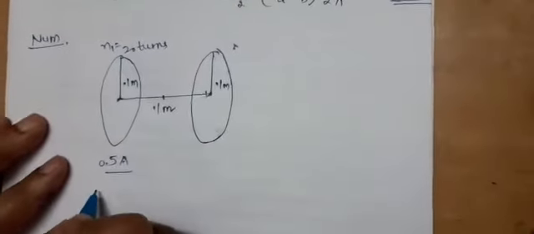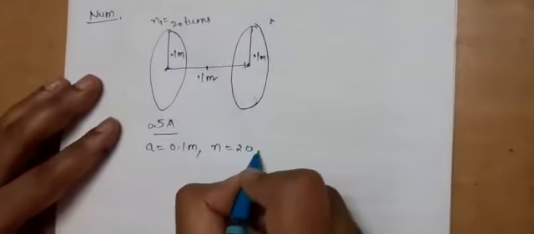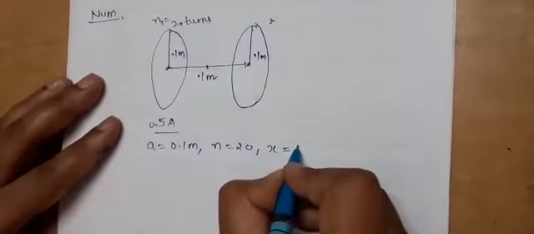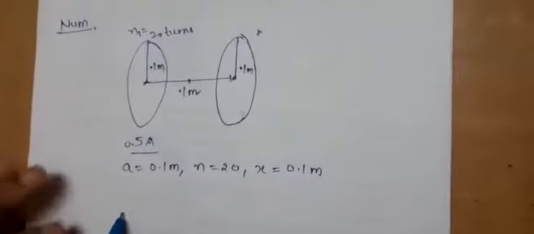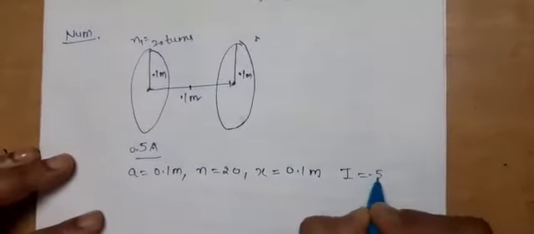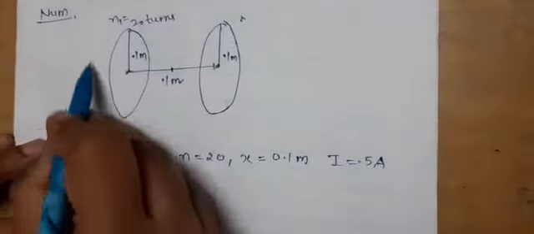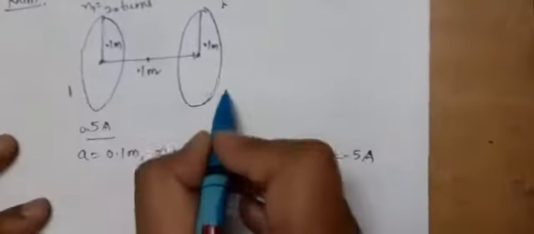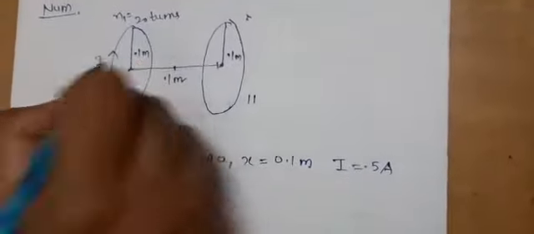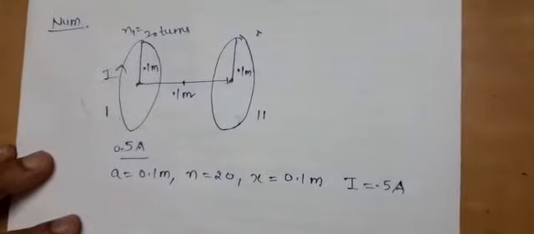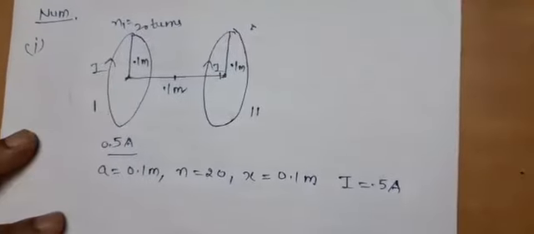So first of all, the radius is given to be 0.1 meter, number of turns is 20, separation distance is 0.1 meter, and the current is 0.5 ampere. First of all, the magnetic field at the center of the first coil, let this be first, this be second. Magnetic field at the center of this coil due to its own current I, no direction has been specified. We are taking that current is flowing in both cases, first in the same direction.